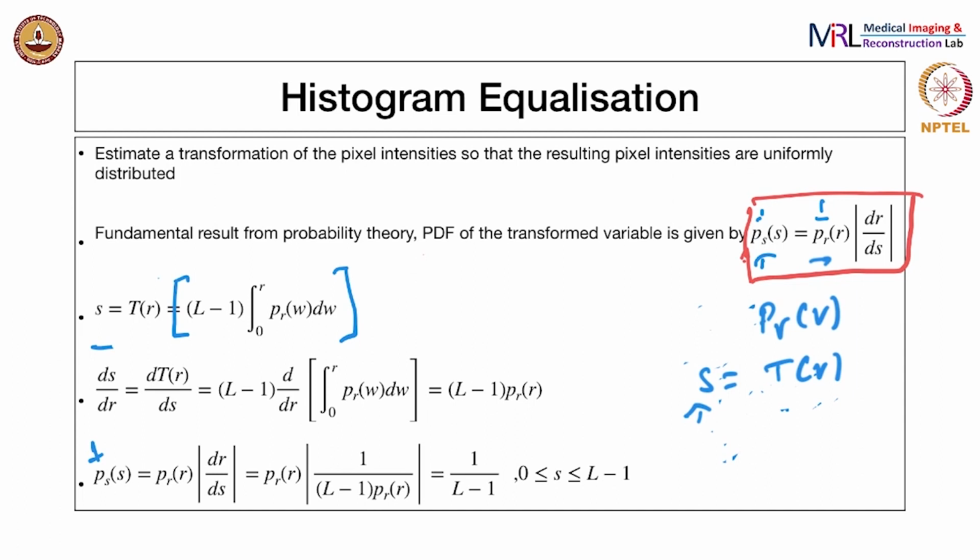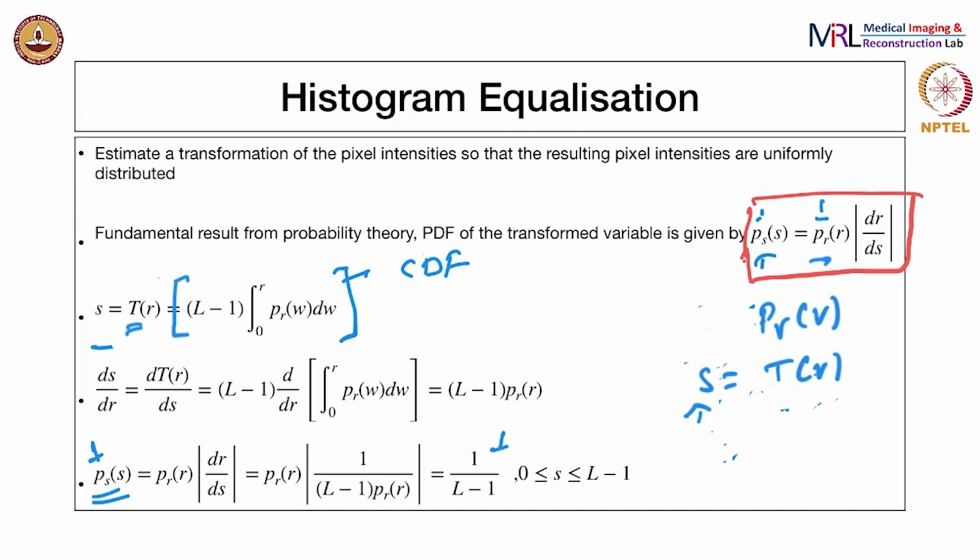Of course, this integral itself is nothing but the cumulative distribution function. And L minus 1, where L is the number of intensity levels allowed in the image. So for instance, you take an RGB image, all the values go from 0 to 255, so you have 256 intensity levels. Now, if we use this particular T(R), then we can show, following the algebra, that P subscript S of S is nothing but 1 over L minus 1, which is the uniform distribution. And this is just a bunch of algebra.